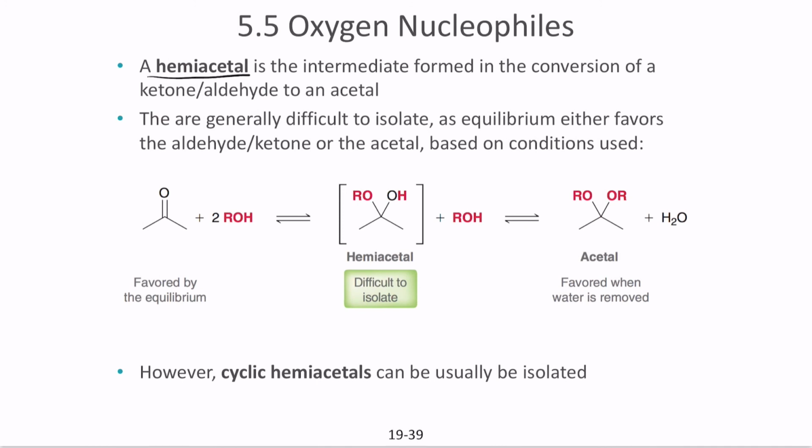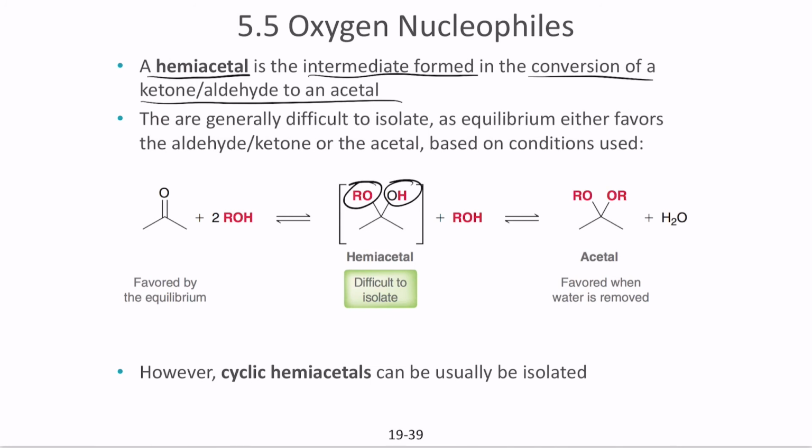So next one is a hemiacetal. A hemiacetal is an intermediate that is formed in the conversion of a ketone or an aldehyde to an acetal. A hemiacetal is where you have an alkoxide and an alcohol group on the same carbon that's attached. So we call that a hemiacetal.